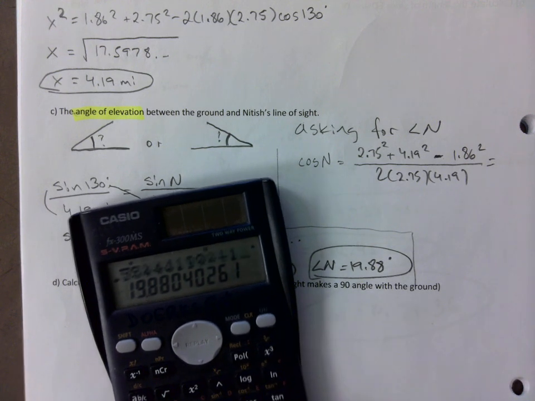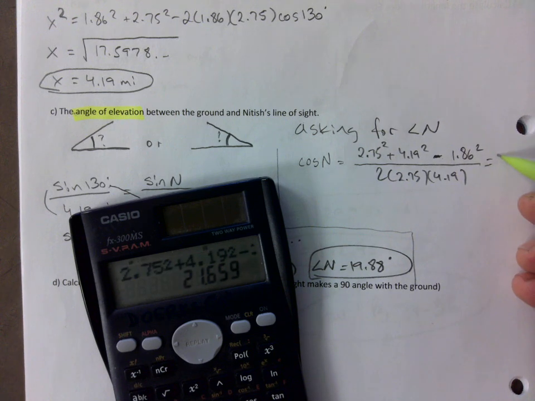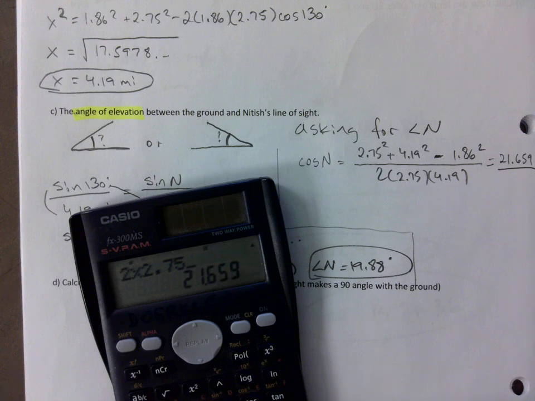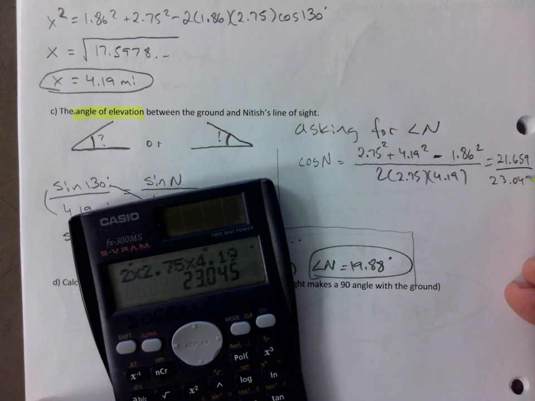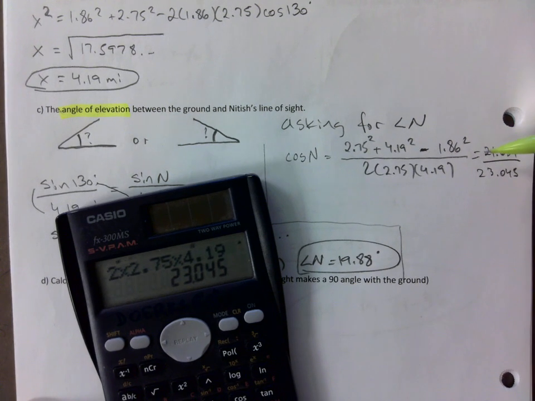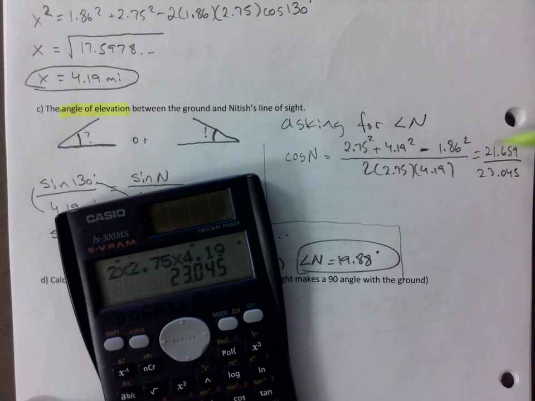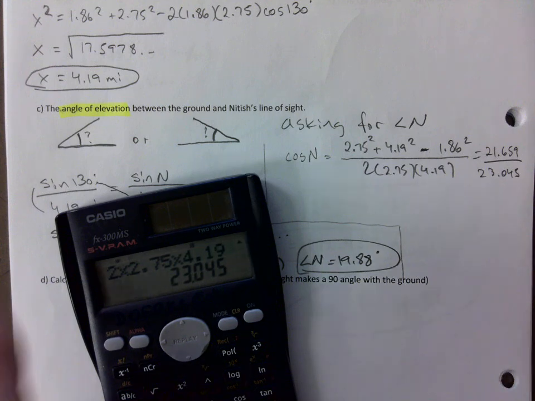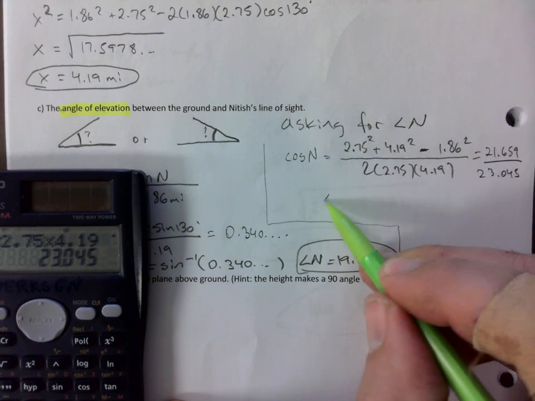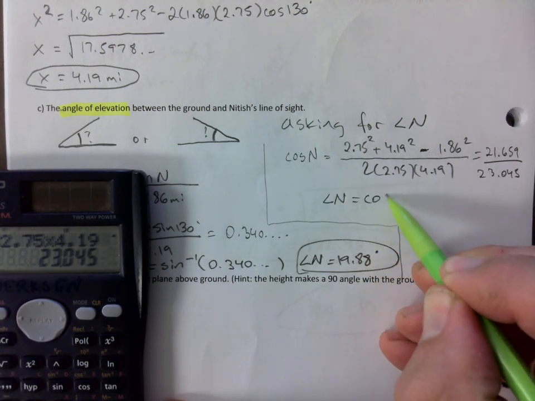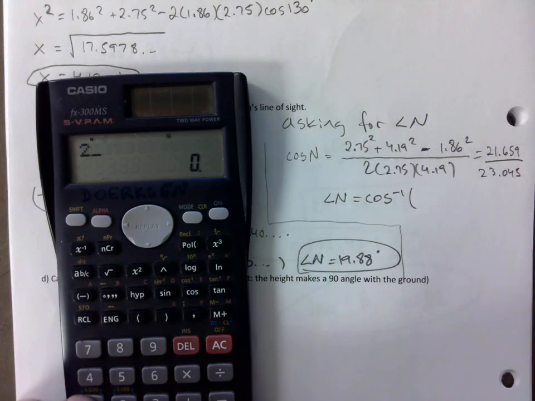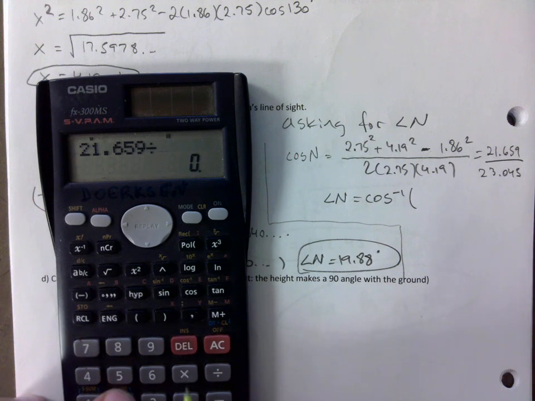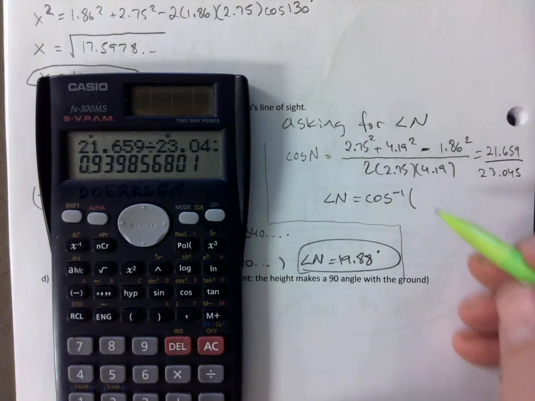I don't have this on my key, so I have to do this with you. Or do I have it on my key? I'm not even sure. The top is 21.659. The bottom gives me 23.045. Watch out for the negative here. There could be a negative in the numerator when you're using cosine law. So angle n is going to be found by going cosine inverse of whatever I get here: 21.659 divided by 23.045. So there we go.